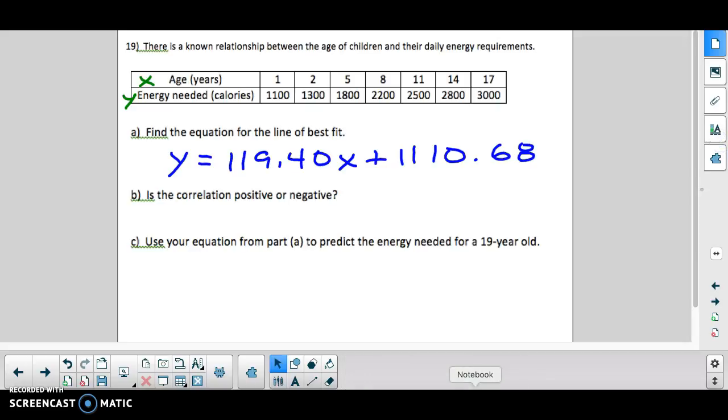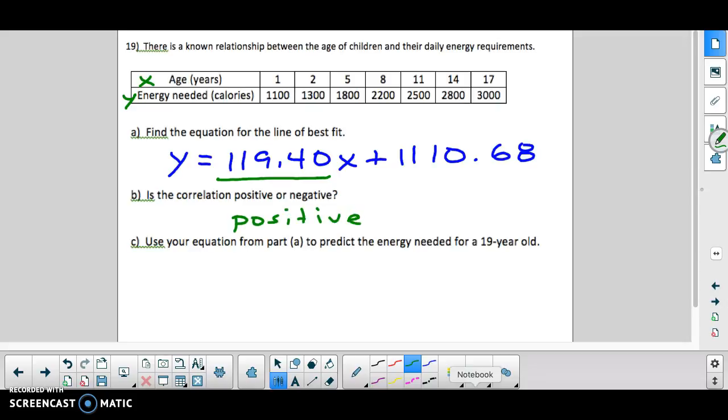All right, part B asks if the correlation is positive or negative. If you remember with lines, the correlation exactly matches the slope. So if we look at the slope, the 119.40, that is a positive number, so we have a positive correlation.